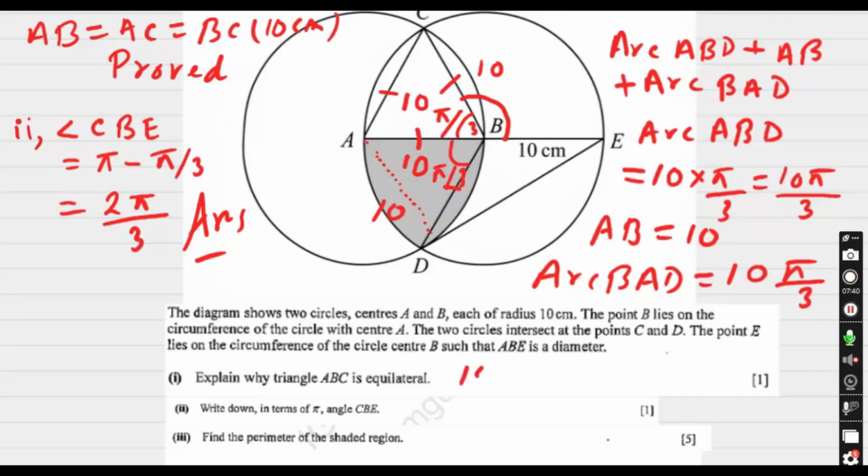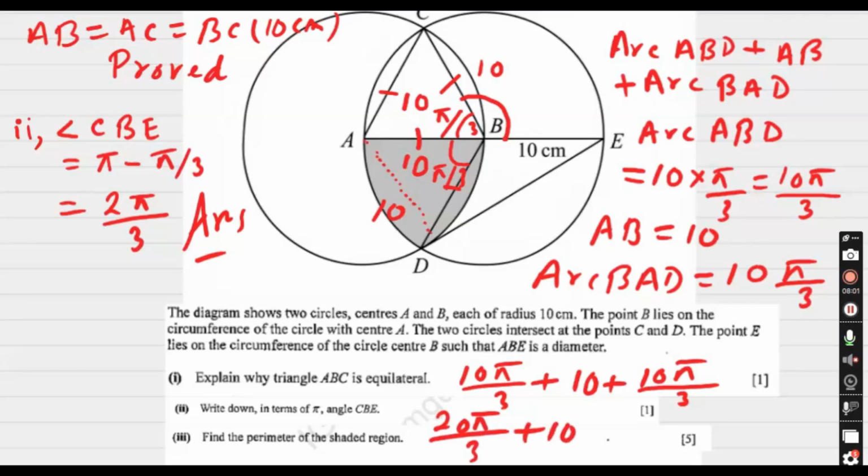Arc ABD is 10 pi by 3, plus length AB is 10, plus arc BAD is 10 pi by 3. 10 pi by 3 plus 10 pi by 3 is 20 pi by 3, plus 10, or you can use your calculator. You will get 30.9 centimeter. 30.9 centimeter is the answer of part 3.